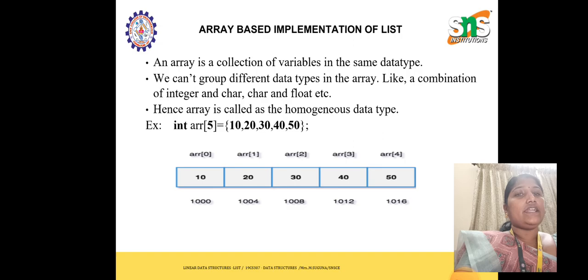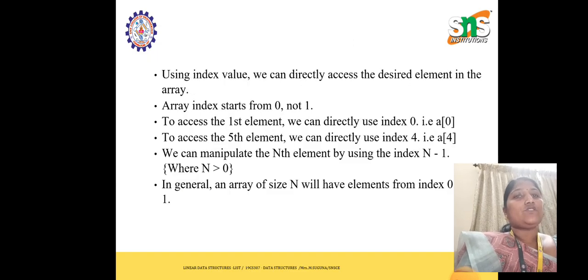The array index of 10 is 0, which is the key or index value. The array index of 20 is 1, for 30 is 2, for 40 is 3 and for 50 is 4. So totally here we have 5 values, and the index range is from 0 to 4, which means from 0 to n minus 1. Using the index value we can directly access the desired element present in the array.